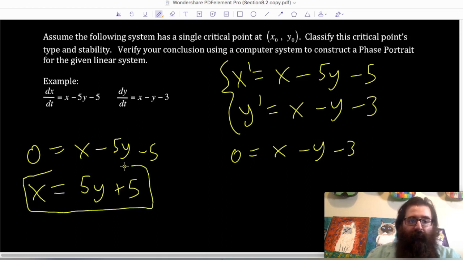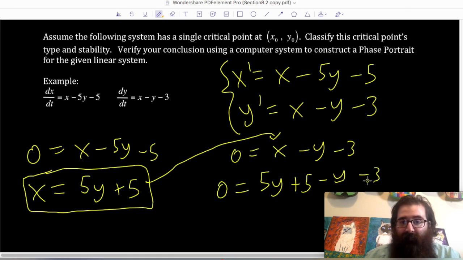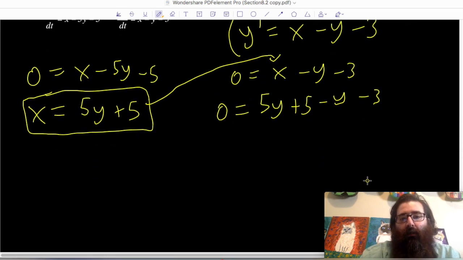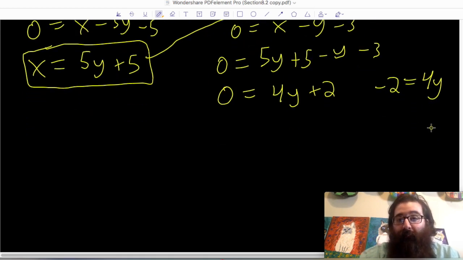This is a great substitution. Plug that in for x into the other equation. So 0 equals, we have 5y plus 5, and then minus y minus 3. We'd like to combine those like terms. So here 0 equals 5y minus y is 4y. 5 minus 3 gives me plus 2. I can subtract 2 to the other side. So we'd say negative 2 equals 4y. If I divide by 4, I get y equals negative 2 divided by 4. That's really negative 1/2.